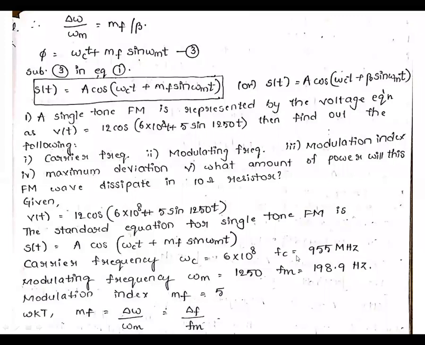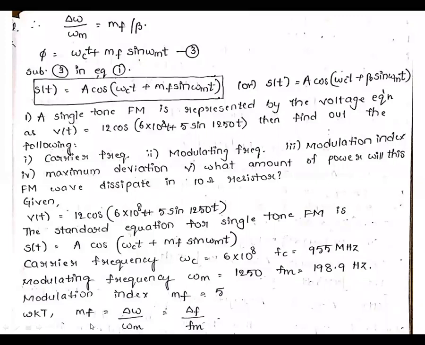So you can observe that fc is 955 megahertz, then fm is 198.9. That is, fc is always greater than fm because the carrier frequency is greater than the modulated signal frequency. And also the modulation index, beta, is 5. So that is Ac cos omega c t plus beta sin omega m t.